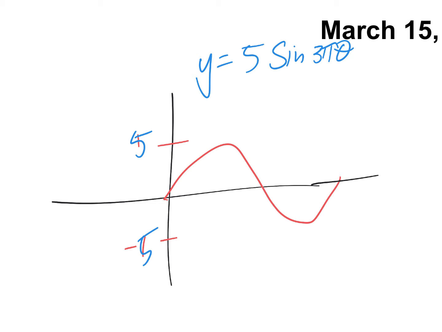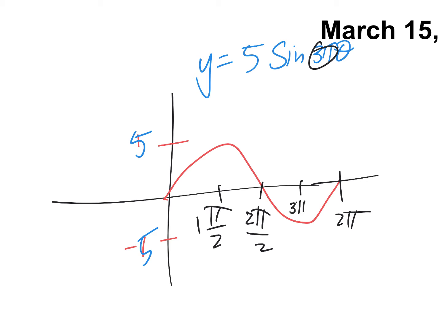That 3 pi is critical. That 3 pi tells me you've got to move these numbers. There were 2 pi and pi over 2. And I like to count it up. 1 pi over 2, 2 pi over 2, 3 pi over 2, and 4 pi over 2, which is the same as 2 pi.